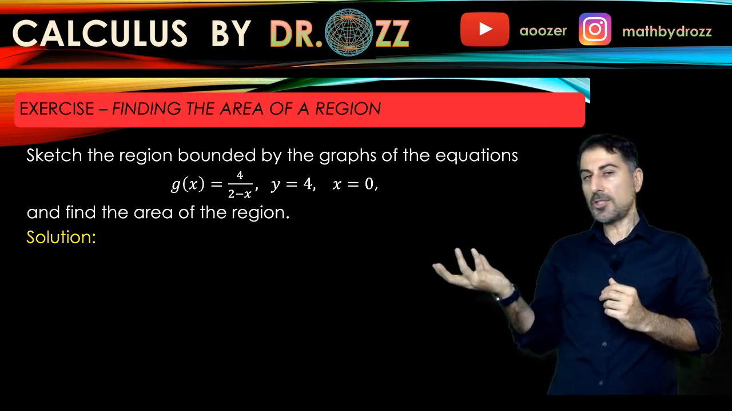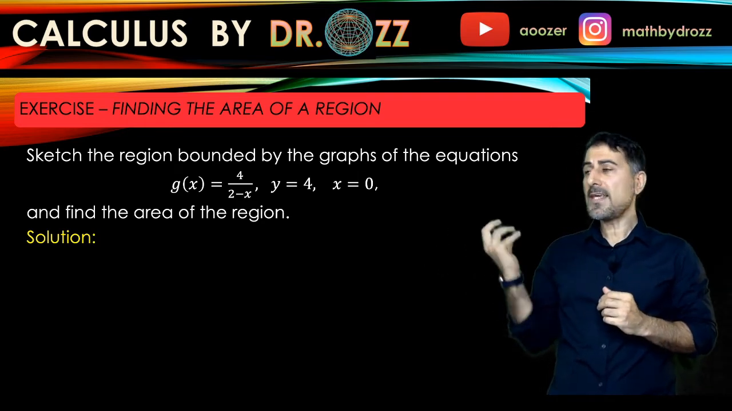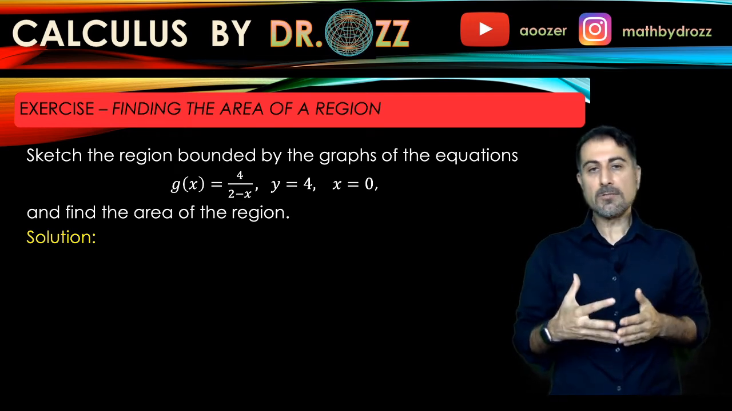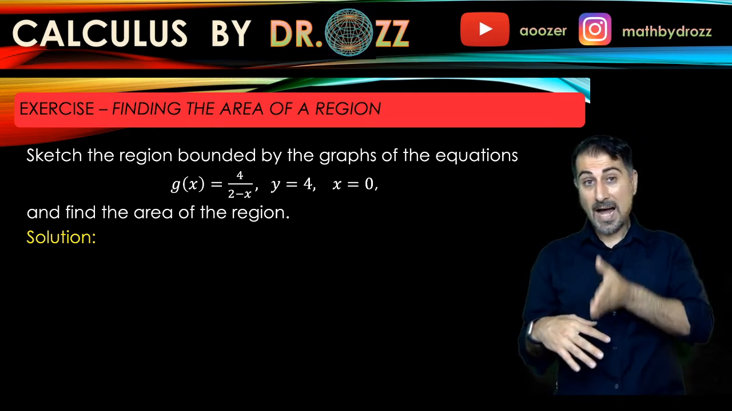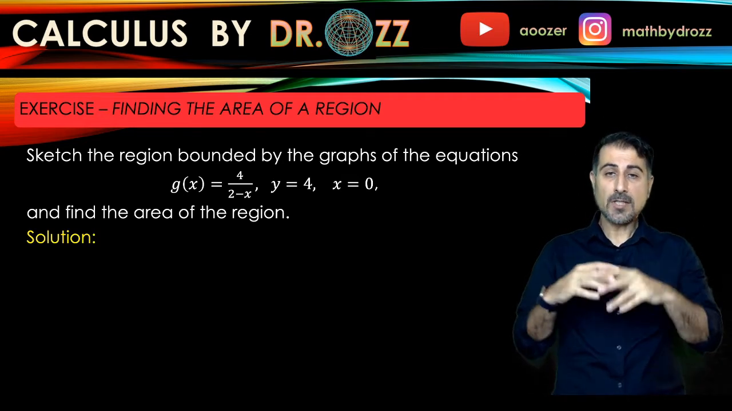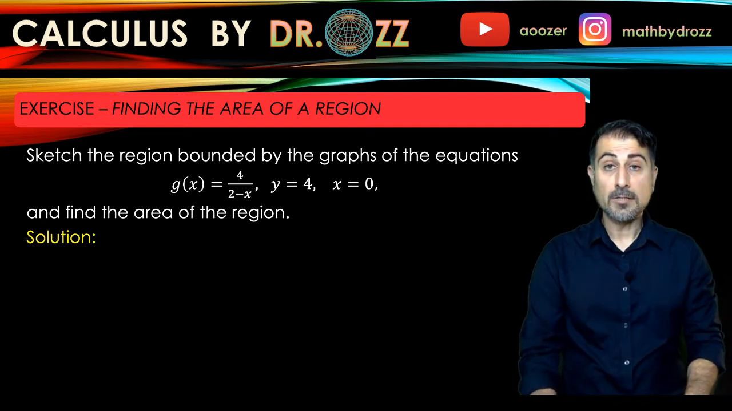Today we're going to find the area of a region bounded by graphs of three equations. One is g of x equals 4 divided by 2 minus x, and we have the y equals 4 horizontal line, and we have x equals 0. X equals 0 means it's the y-axis, the vertical line. And we're going to use integration to come up with the area of the region.